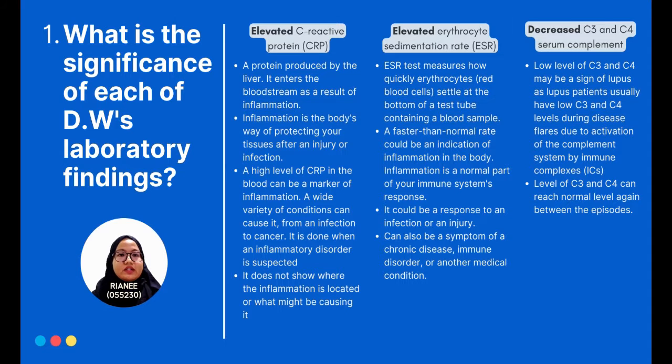The last lab finding is decreased C3 and C4 serum complement. Low levels of C3 and C4 may be a sign of lupus, as lupus patients usually have low C3 and C4 levels during disease flares due to activation of the complement system by the immune complexes. Levels of C3 and C4 can return to normal between the episodes.